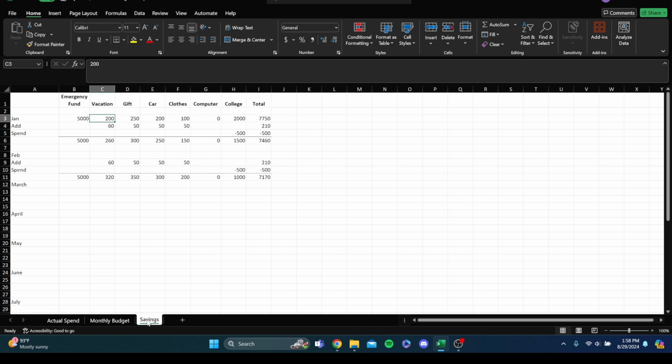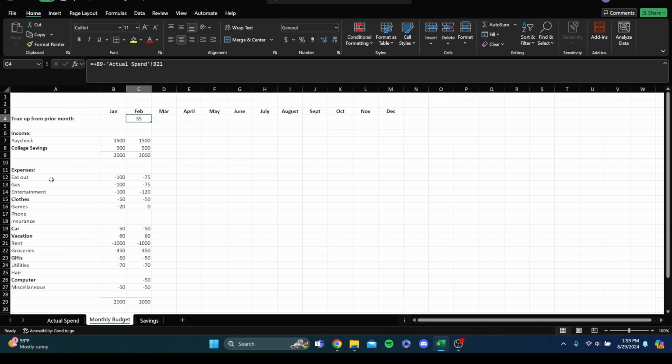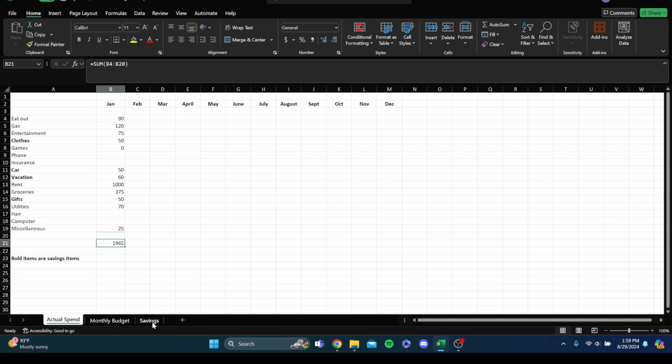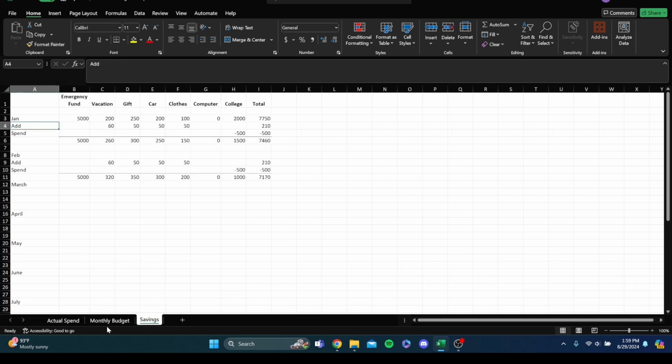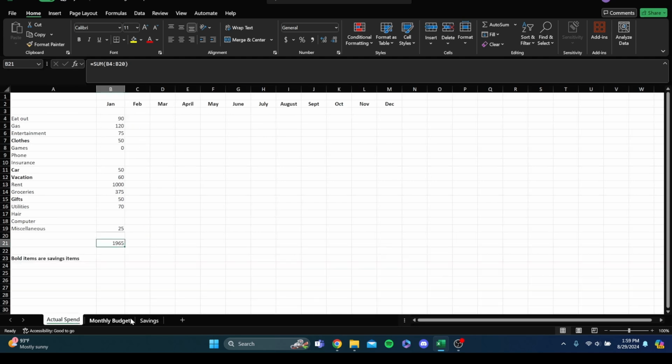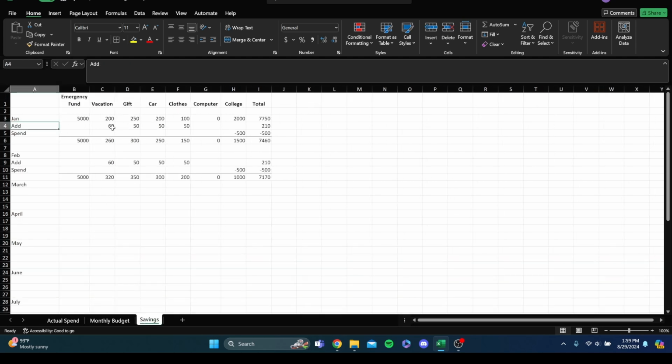Then, as you can see right here in this row, you have add, right? So this is all added money. This is money that you're adding, like I said, from the monthly budget and your actual spending. And look at the numbers. They're the exact same from the monthly budget and from the actual spending, right? So you're adding 60 bucks into your savings account for a vacation. You're adding 50 for the gift, 50 for the car, 50 for clothes. You would do computer. I'm not adding any into the college.